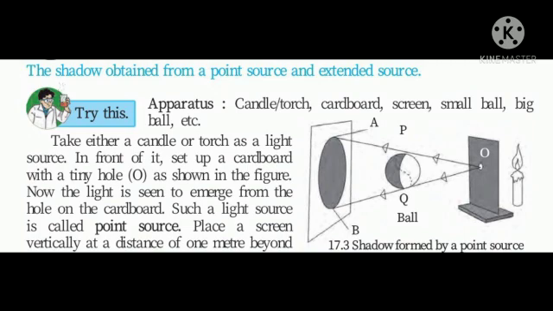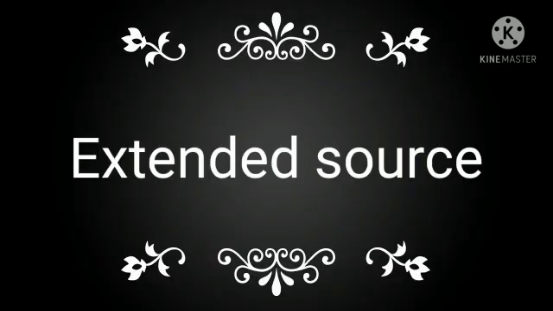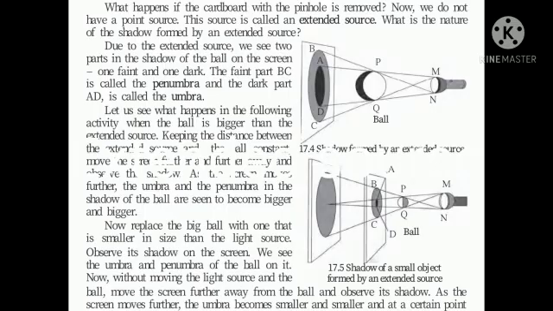When an object is placed in the path of light emerging from a point source, only one shadow is formed on the screen. The shadow formed is dark and is known as the umbra. Now we will see extended source.